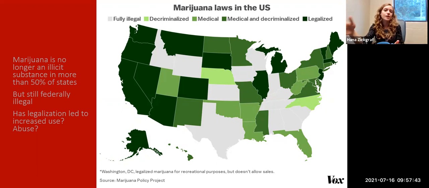CBD products, so other cannabinoid products that don't contain THC. This actually happened after the Farm Bill was passed in 2016 with language specifically making it legal to sell hemp products and cannabinoid products that don't contain THC. So historically, hemp sales and CBD sales were mostly illegal or at least very tightly regulated in the United States because of its association with THC.